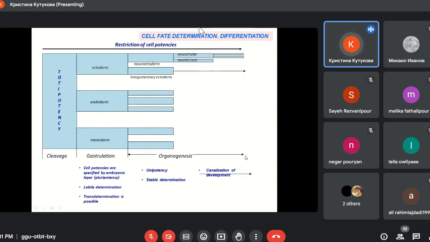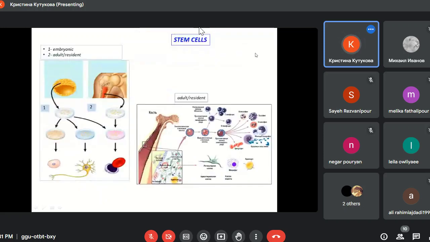So organogenesis happens now, and here the cells finally become unipotent. It means that the neuroblast will be able to develop only into a neuron, not into a cell of the intestine or a muscle fiber, only into a neuron. The determination is stable and cannot be changed, so canalization of development happens. So development goes in only one direction.